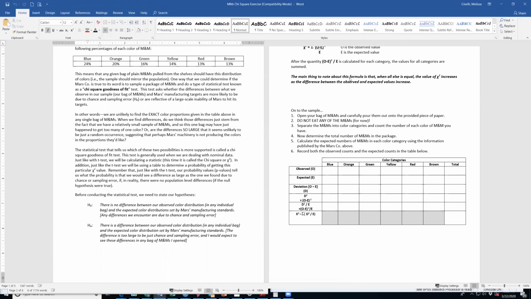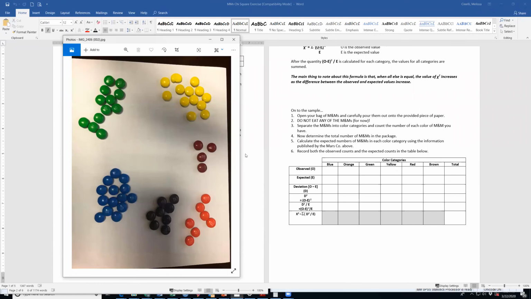All right, so if you don't have any M&Ms, you can use mine over here. First step, wash your hands. You tired of hearing that yet? All right, the next step is to open your bag of M&Ms and carefully pour them out onto a sheet of paper. If you have printed off this worksheet, there's a blank sheet on the back for you to tear off to pour your M&Ms onto. Do not eat any of the M&Ms for now. You need to count them first.